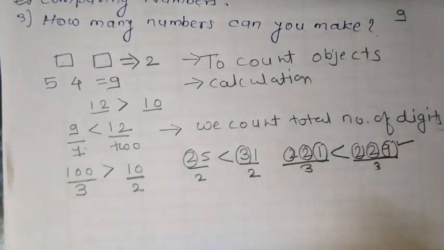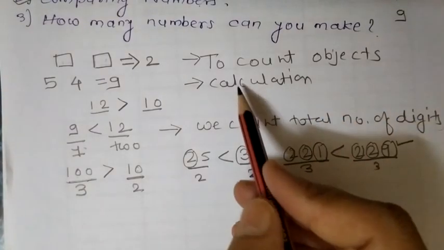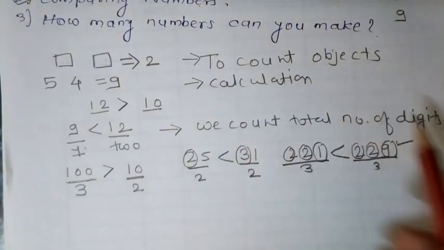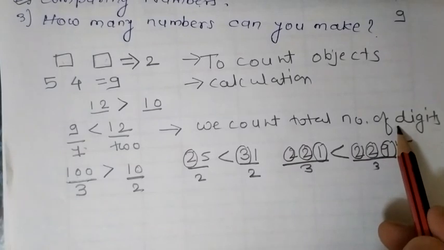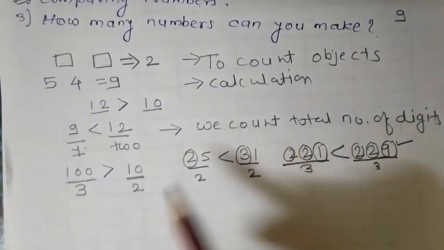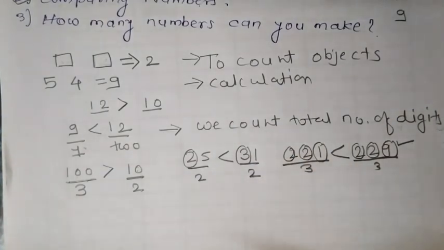In this way you can easily compare numbers. Two things you have to keep in mind. These two things are to count the total number of digits, and from the left hand side you have to identify which digit is greater.